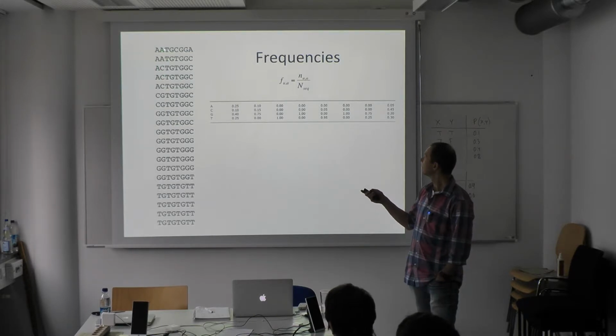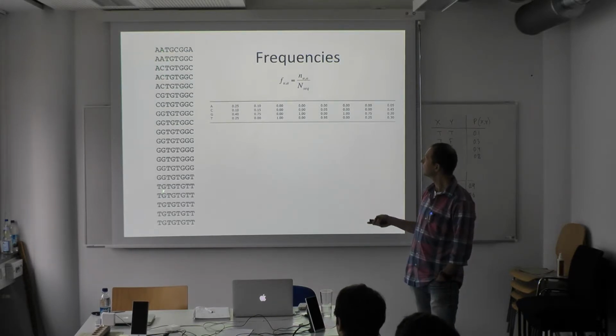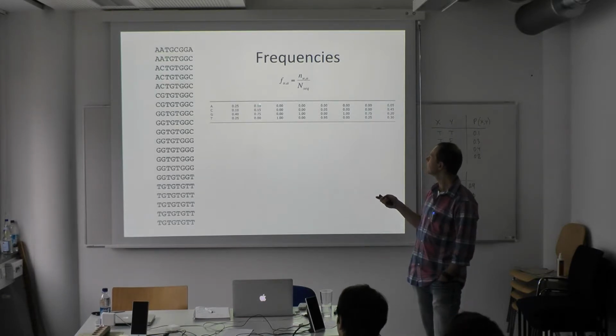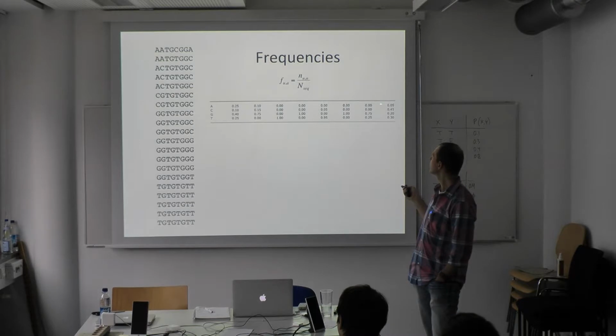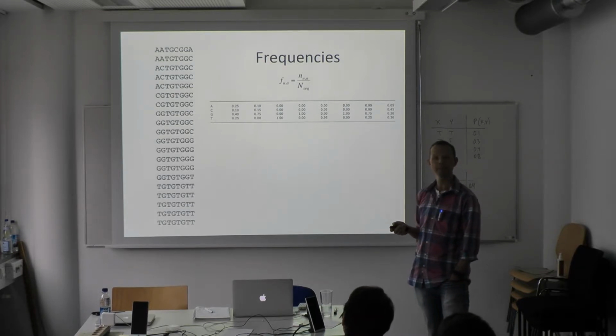And the number of A's that we see in the second column would be just the 2 there at the top. So 2 out of 20 would be 10%. So that's how we determine this whole matrix here. Okay?